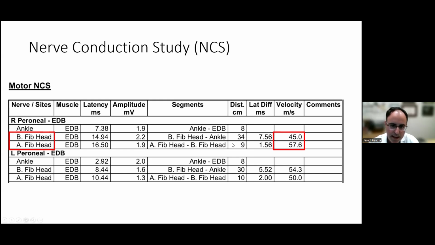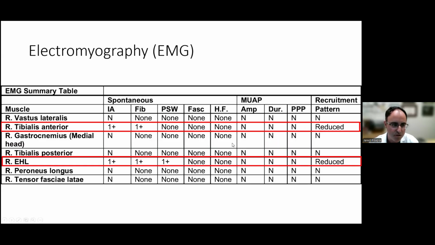Also for EMG, we can look at the distribution of muscles affected. So we see in this table, this is from a patient that I treated for common peroneal neuropathy. We see that muscles specifically innervated by the common peroneal nerve are affected, whereas muscles like the gastrocnemius innervated by the tibial nerve are not affected. So this is another way to help differentiate between radiculopathy and a peripheral neuropathy.